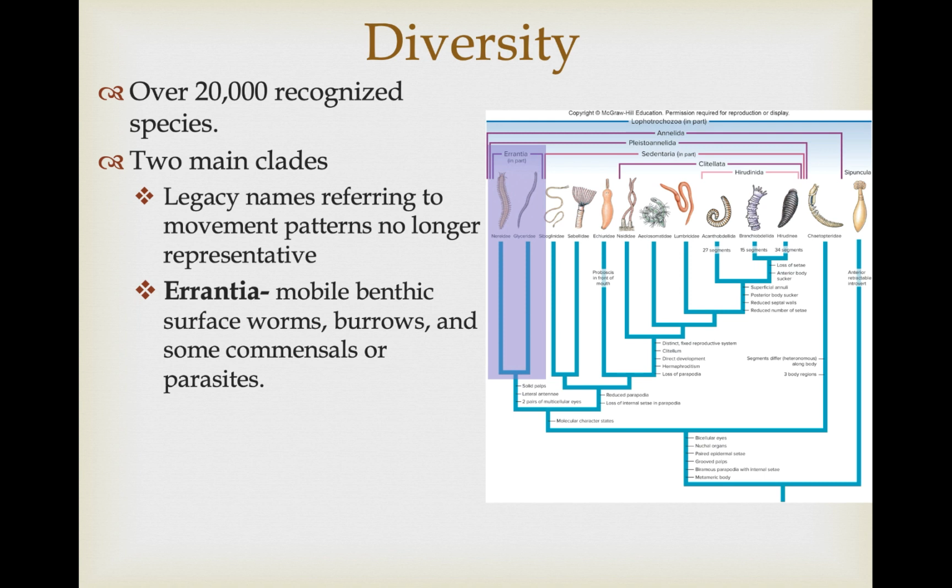The first name actually is a little bit better, the Errantia. These are relatively mobile benthic surface worms. Some of them are burrowers. Some of them are commensals and parasites as well, but they in general are moving, and that's what an errant worm is. Errant means moving.